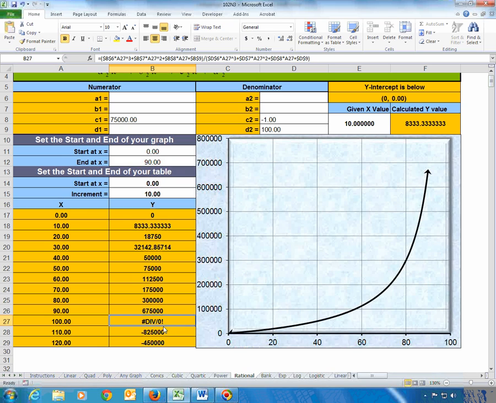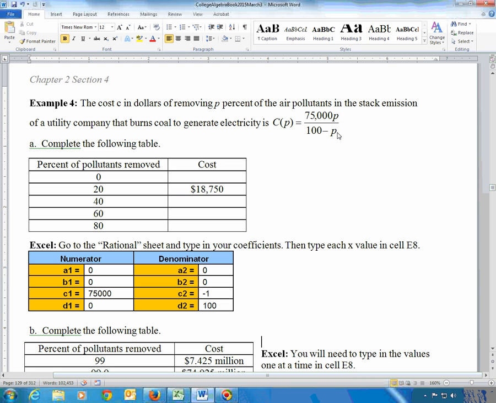Look right here. It says division by 0. Why? Because if you put 100 into this expression, you get 100 minus 100 in the denominator. So that would give you, I think, 7,500,000 or so when you put a 100 in here, 100 times 75,000 over 100 minus 100. It gives you a non-zero number over 0.